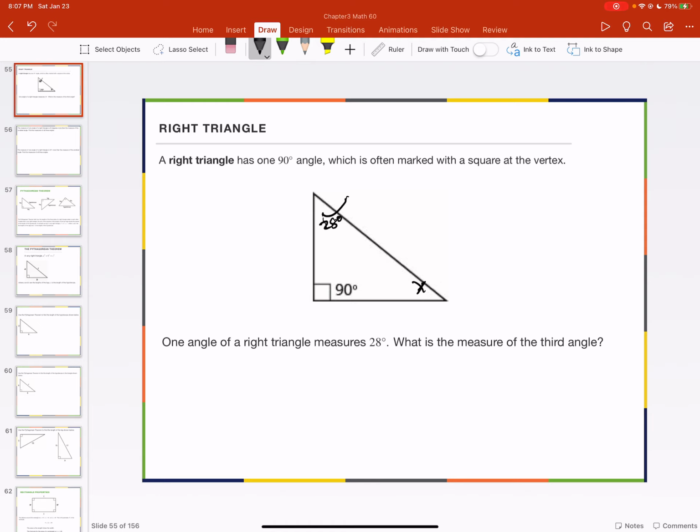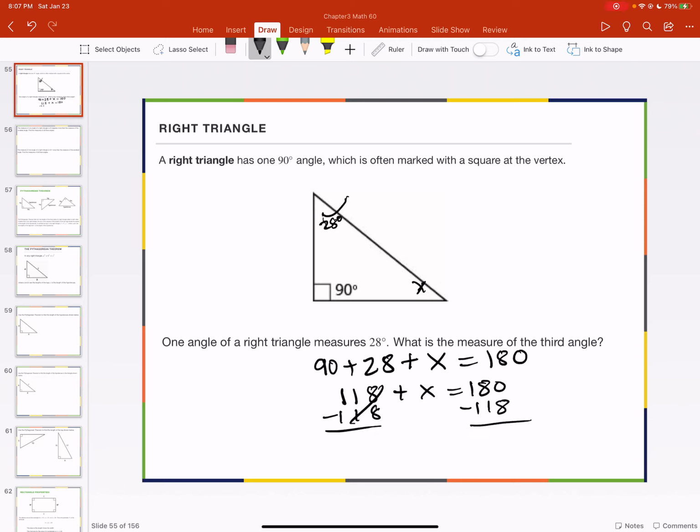Because we know it's a right angle, we know that 90 is going to be part of it. The other angle is 28, and then the third angle we don't know, and all that together is going to be 180. So we have 118 plus X is equal to 180. Subtract 118 from both sides, and we get X is equal to 62 degrees.